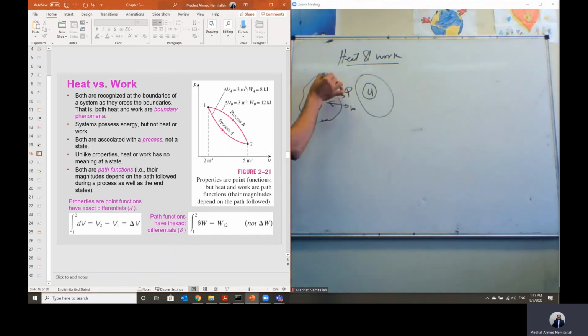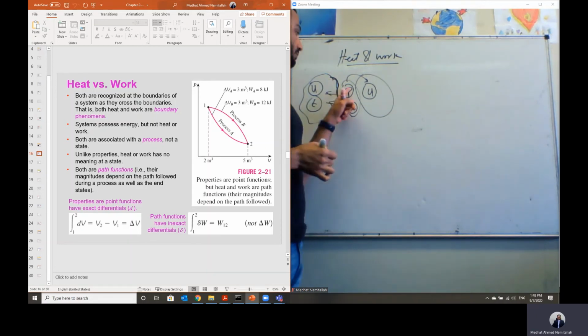We can only recognize the energy in the form of heat or in the form of work at the boundary of the system. Otherwise, they are part of the internal energy of the system. Okay, so a system cannot possess heat or work, but what can it possess? It can possess energy in the form of internal energy.